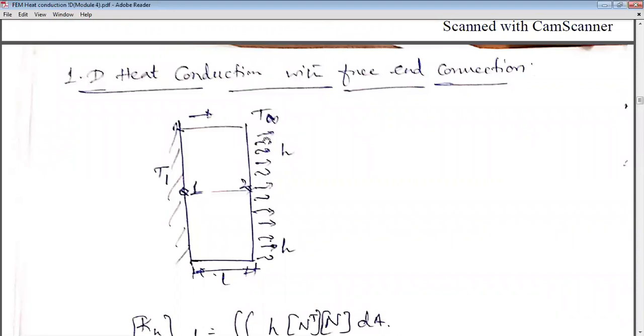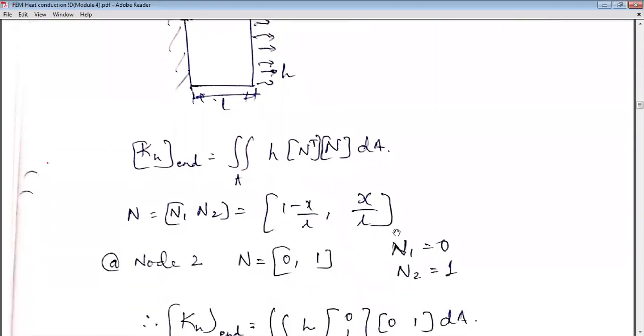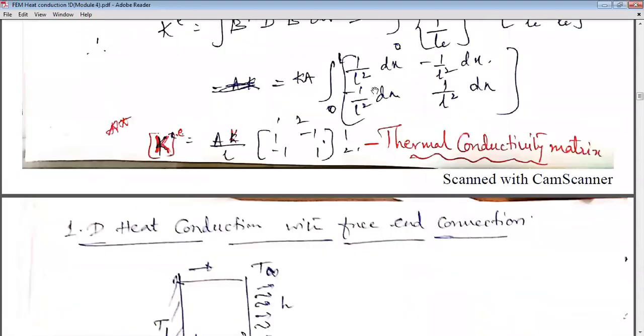So this also acts as some kind of insulation. Now how to find it? There is a ready-made equation. You do not need to worry too much about this; it's just a one-page expression. Since it is an area, you have an integral of H N transpose N dA. Please make a note of this. So what N1 and N2 are will come from this step. N1 is 1 minus X by L, N2 is X by L.